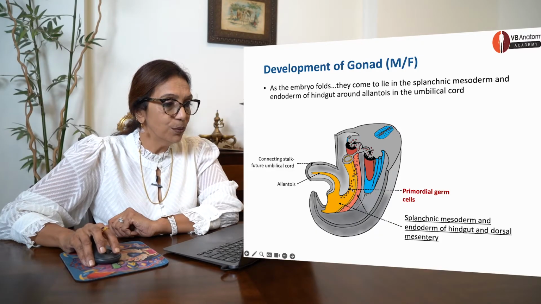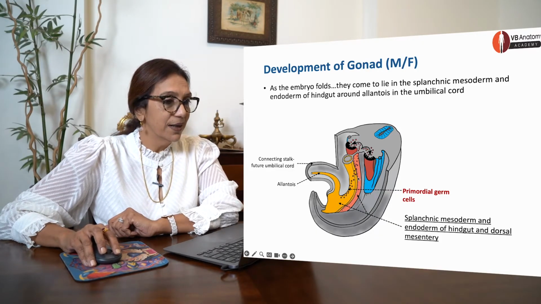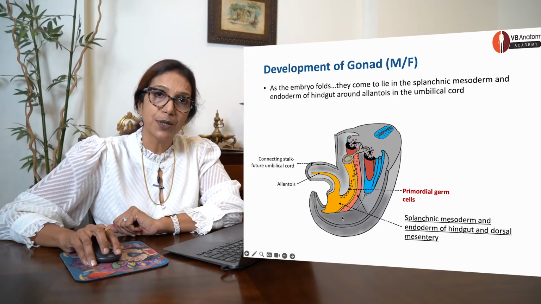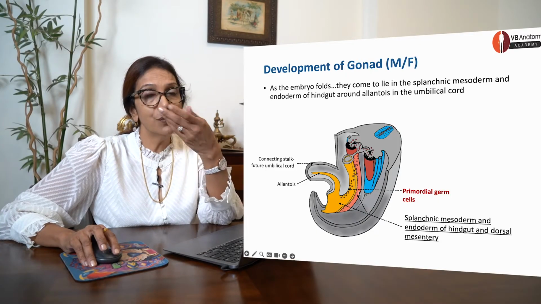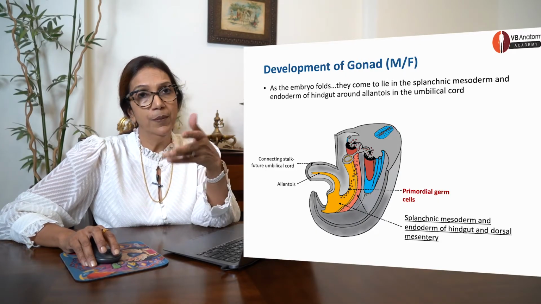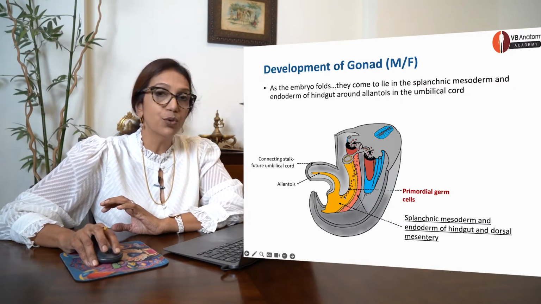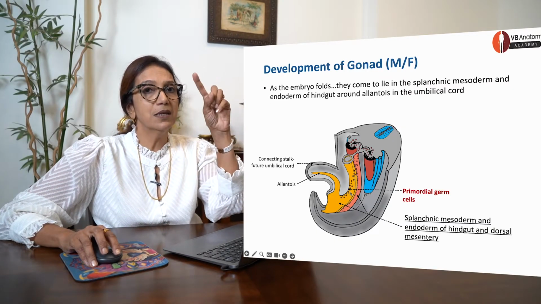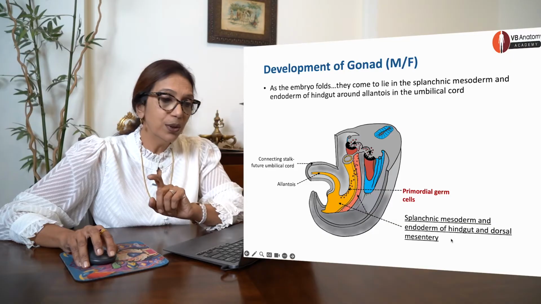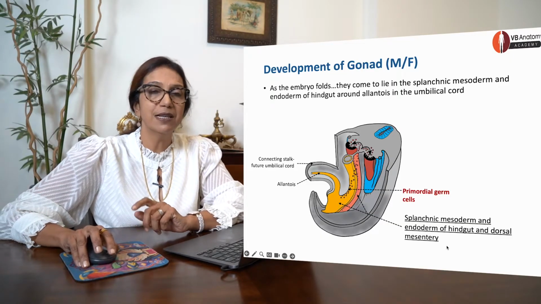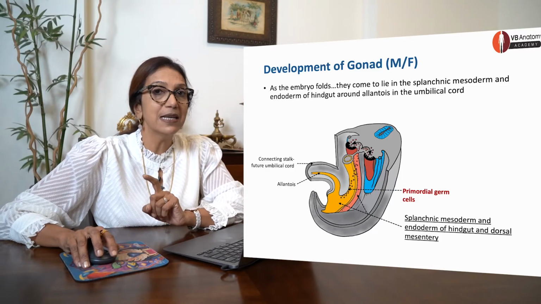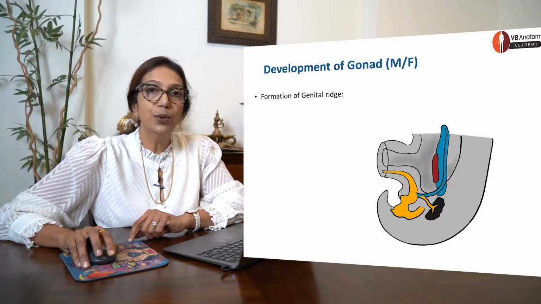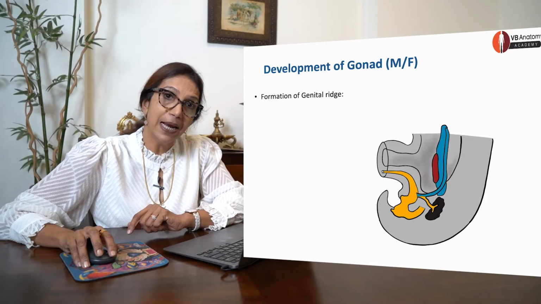See this yellow tube? This is your hindgut. This brown colored fold behind, that's your dorsal mesentery. And your primordial germ cells, which are finally going to produce the ovum, are all now present over here. From epiblast through primitive streak to the endoderm of hindgut and dorsal mesentery. That's the direction in which the primordial germ cells are migrating. Now where do they go and what is happening parallelly?